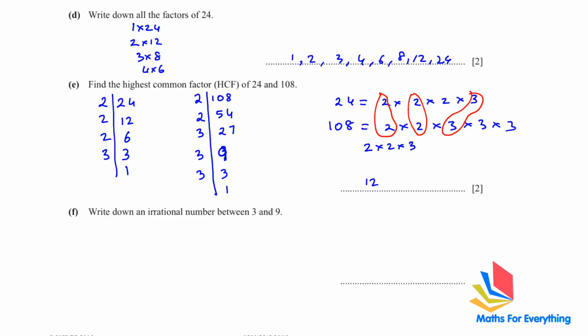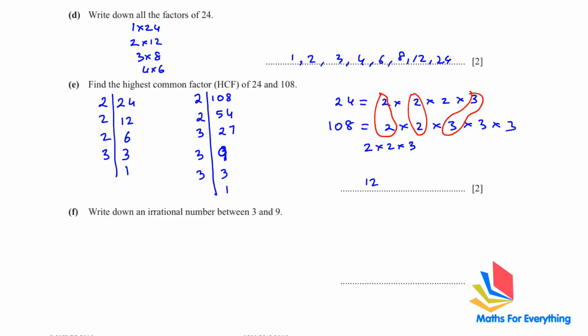I showed you this method because sometimes you have to find the HCF and then later the LCM. So this is the best method to find the HCF and LCM with one working. In this question, if you wanted to find the LCM, you would multiply 12 by the numbers which are outside. That will give you the LCM.